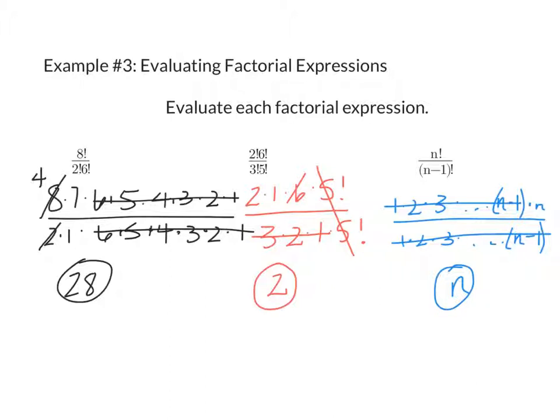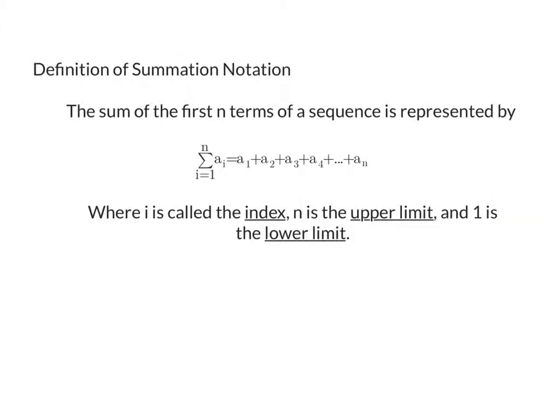Let's take a look at our next section of notes. The sum of the first n terms of a sequence is represented by sigma, which means summation. So the sum from i equals 1 to n of a sub i would start with a sub 1, because the bottom tells you where it's starting and the top tells you where it's ending. So we start with a sub 1 because 1 goes in the i spot, and we're counting all the way up to n.